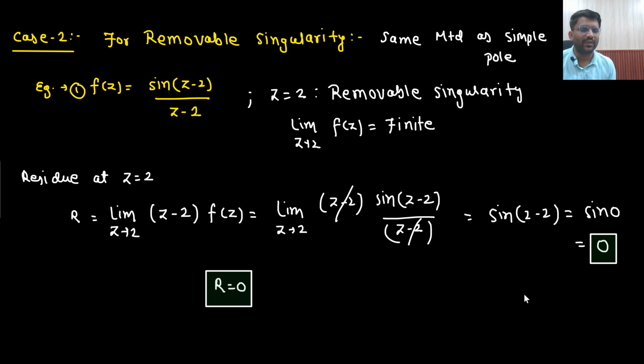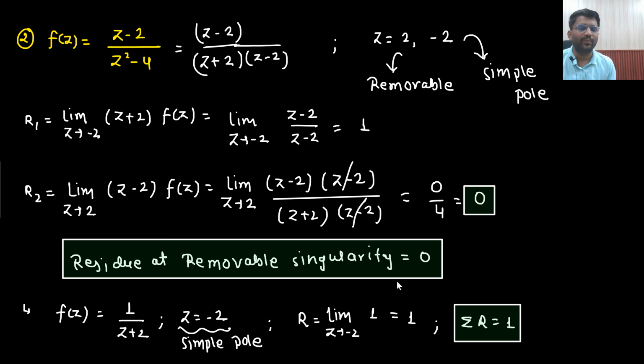Then for the removable singularity, sir, the sum of all the residues at the removable singularity would be 0. At only the removable singularity. That means a removable singularity will not give you any residue. For the removable singularity, the residue would be 0 only. Understandable?